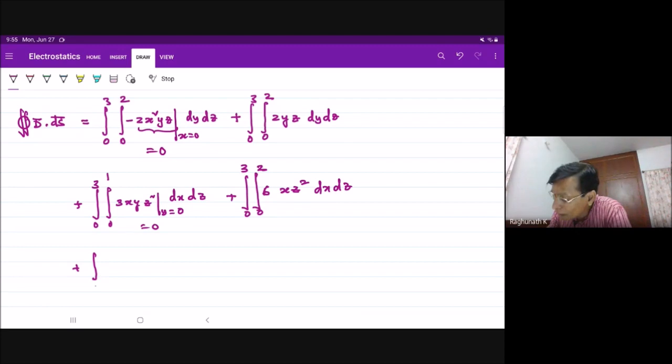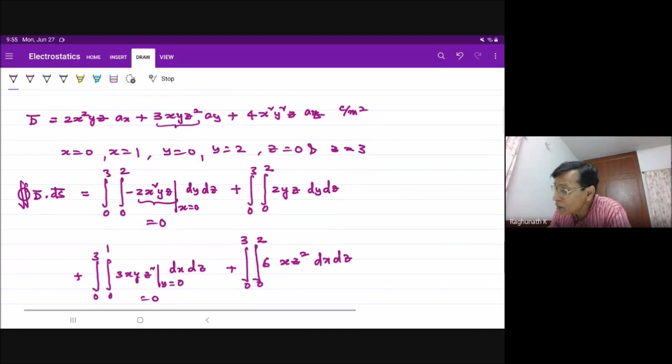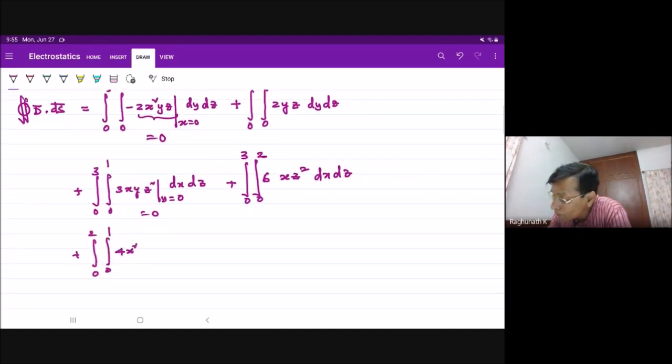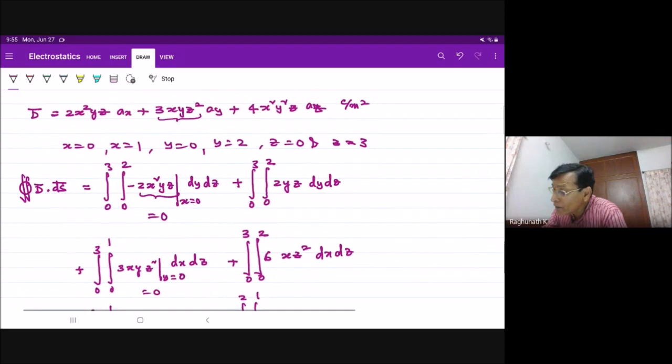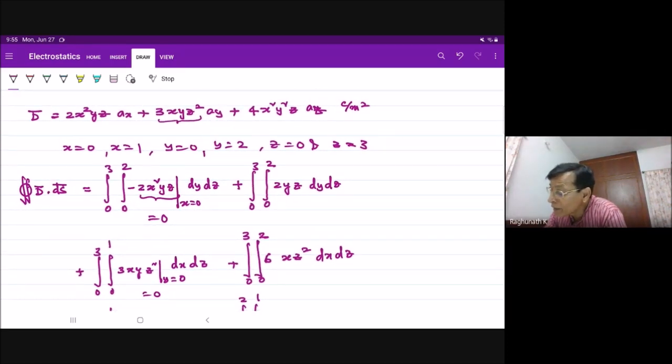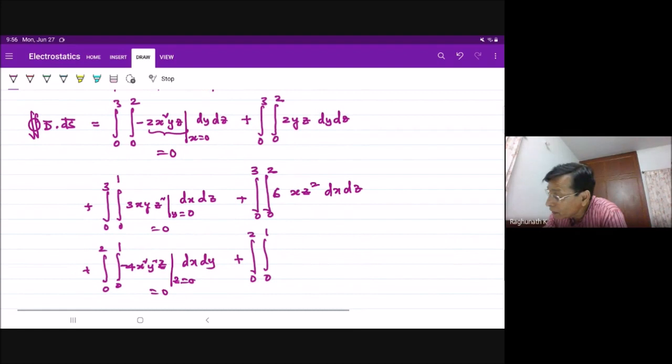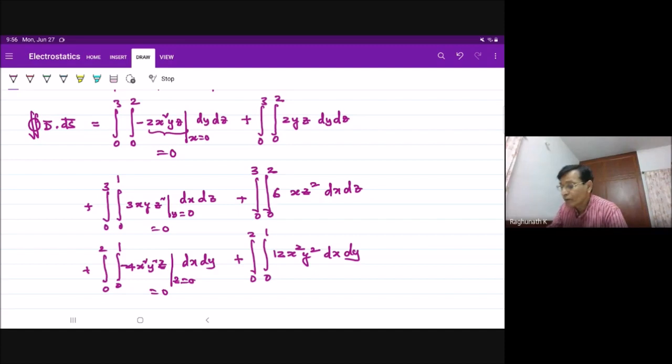Plus integral 0 to 2, integral 0 to 1. Last component is 4x squared y squared z, minus of, because it is minus az, at z is equal to 0, dx dy. This is 0. Plus integral 0 to 2, integral 0 to 1, z is equal to 3 in 4x squared y squared z is what? 12x squared y squared dx dy. Evaluate it.